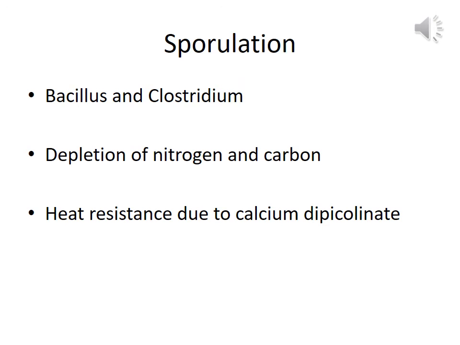Sporulation occurs in the event that nitrogen or calcium is lacking in the environment of the microbe. There are two genera, the aerobic Bacillus and anaerobic Clostridium, which are able to form endospores. These spores may be viable in the environment for many years.